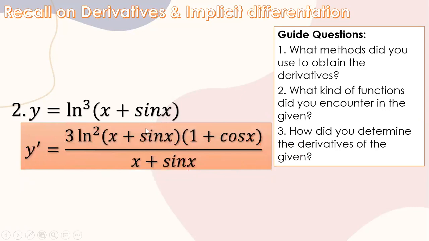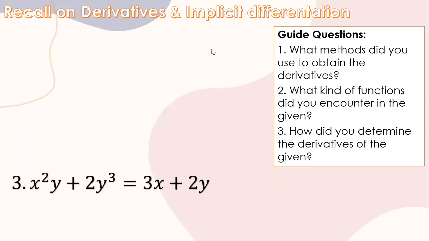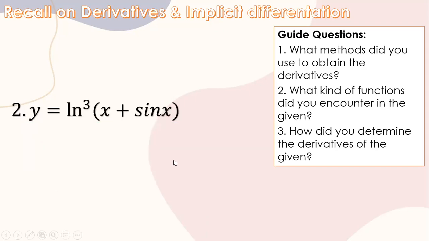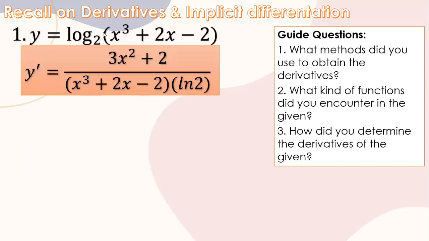Inayos lang natin. So 3 multiply to ln squared of x plus sin x multiply to 1 plus cosine x over x plus sin x. For our last item, we have x squared y plus 2y cubed is equal to 3x plus 2y. So, kung mapapansin natin, yung sa dalawang item natin, nakahiwalay si y. Okay, so this is what we call the explicit function.